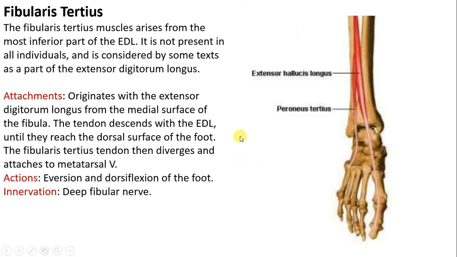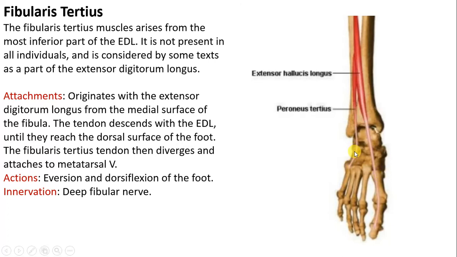Fibularis tertius: although the fibularis muscles are considered muscles of the lateral compartment of the leg, this peroneus tertius is included in the anterior compartment because of its location, and also its action and nerve supply. So here we are seeing the peroneus tertius. It originates from the fibula below the extensor hallucis, runs downward, crosses the ankle joint and is attached to the metatarsal of the fifth toe, the little toe of the foot. If you see its attachment, its action will be dorsiflexion of the foot and eversion. The tibialis anterior was attached medially, producing dorsiflexion and inversion.